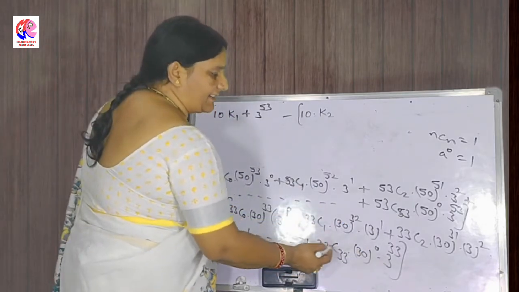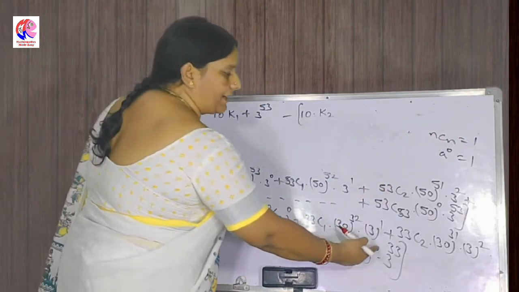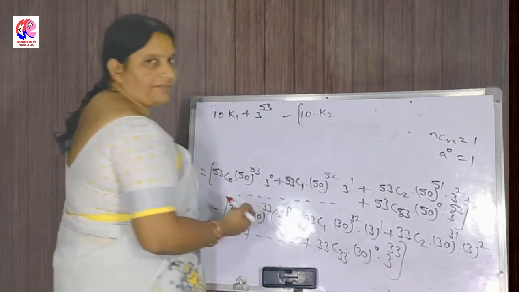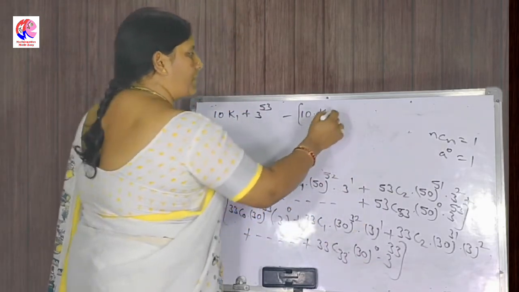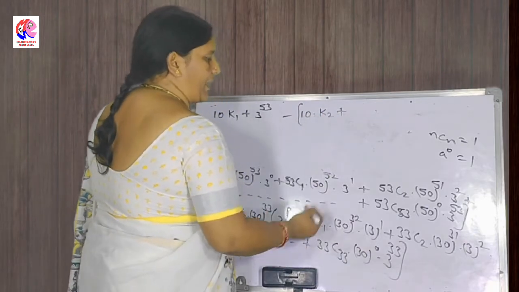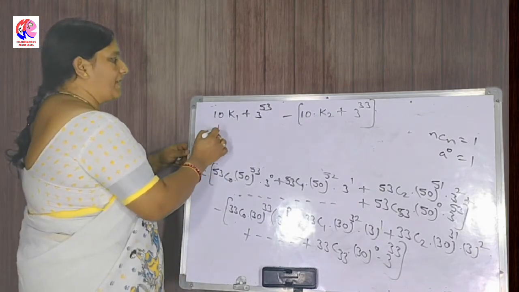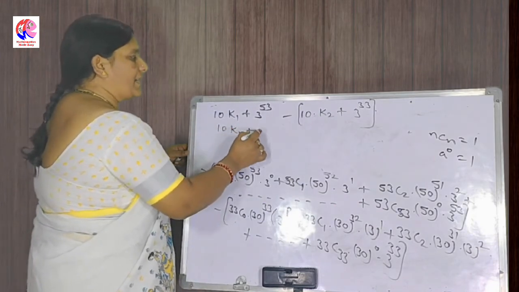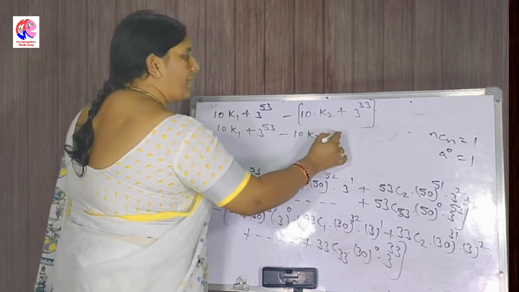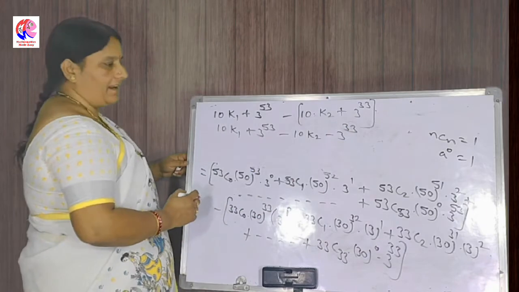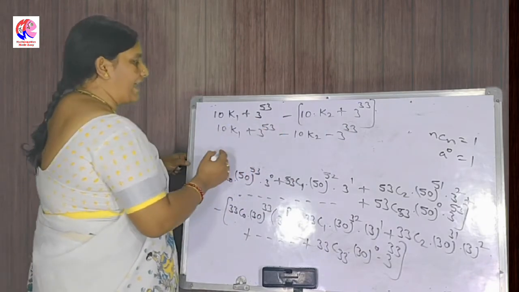We can write it as 33C33. Again it is nCn, which is equal to 1. And 30 whole power 0, it is a power 0, which is equal to 1. And 3 to the power of 33. 10k2 plus this last term is 3 to the power of 33. If we open the bracket, it becomes 10k1 plus 3 to the power of 53 minus 10k2 minus 3 to the power of 33. Now let us take 10 common from 10k1 minus 10k2.